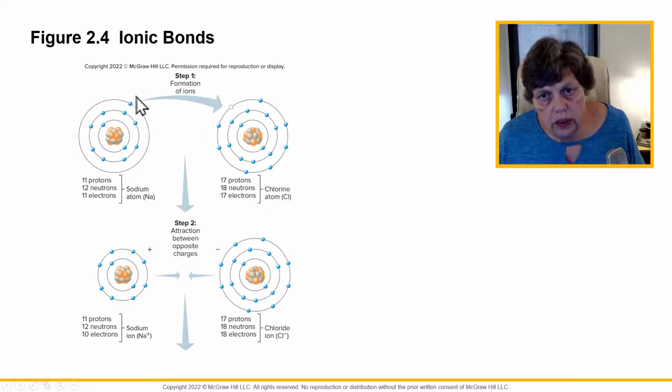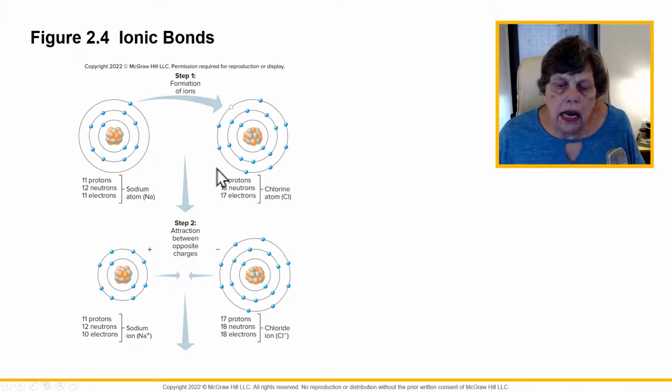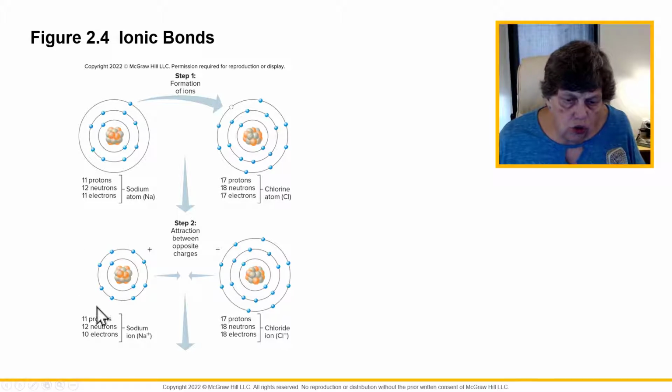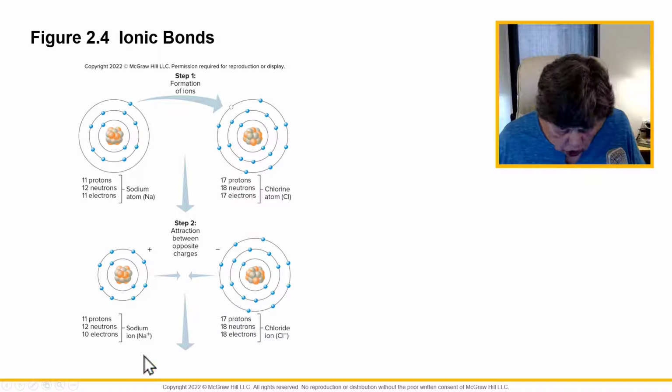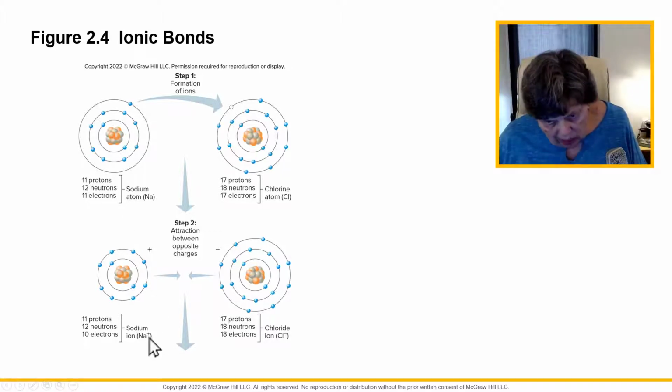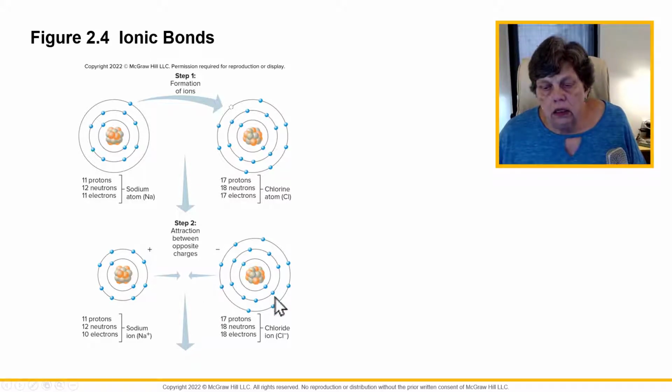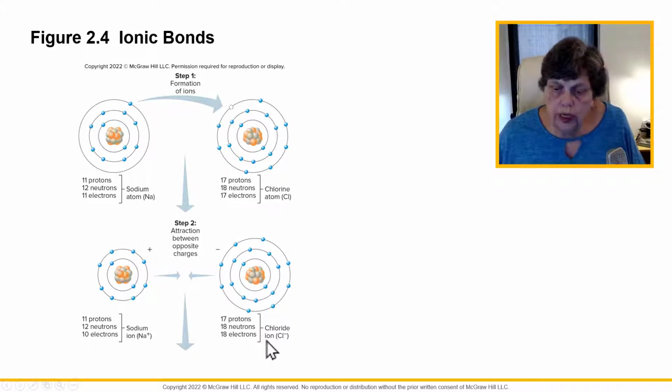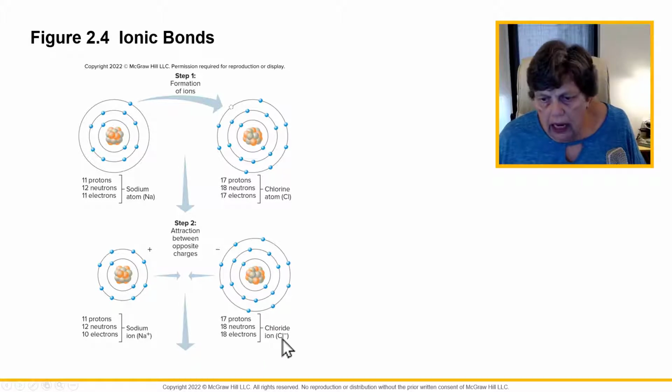I can take this one and I can move this over here. You have an attraction. And basically what happens is the sodium loses its outer electron, becomes positively charged, and this is how we note it. It is now a sodium ion versus a sodium atom, and we note that it has this positive charge. For chlorine, it gains that electron, and we change from a chlorine atom to a chloride ion, and we show the negative charge.